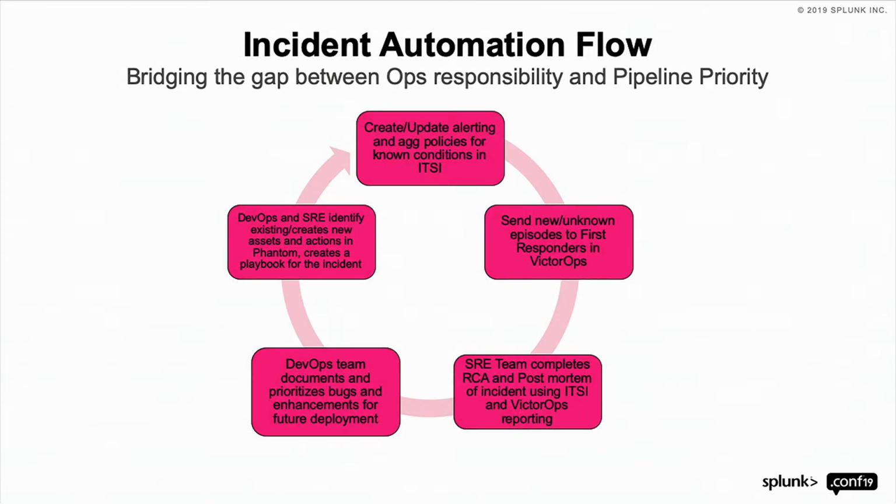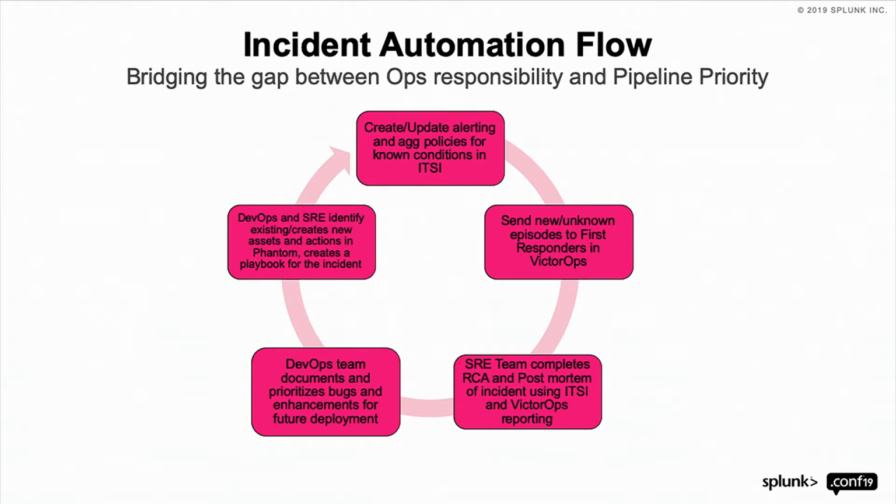So this is kind of how all of that stuff comes together from an alerting, event monitoring and reaction perspective. The life cycle of this is going to be creating and updating alerting and aggregation policies for known and unknown conditions in ITSI. So that's the anomaly detection, multi-KPI alerts, aggregation policies, predictive analytics. That's going to send new and unknown episodes to first responders in VictorOps. Again, your first responders can be the site reliability engineering team, the DevOps teams, or anybody else that's required to resolve the problem.